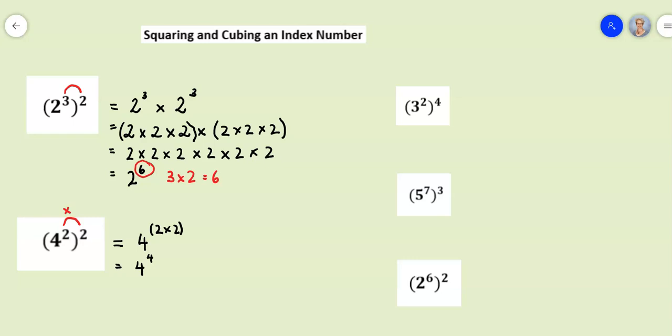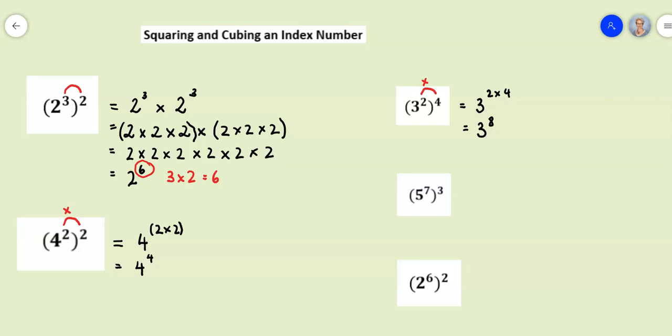Let's try the same thing with the third example. Once again, this time we've got 3 squared to the power of 4. We focus on the 2 powers that we've got here, 2 and 4, and we multiply them together. So our answer is going to be 3 to the power of 2 times 4. 2 times 4 is 8, so our answer is 3 to the power of 8.